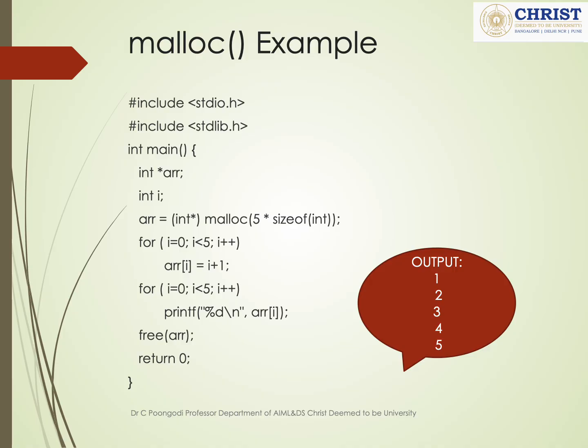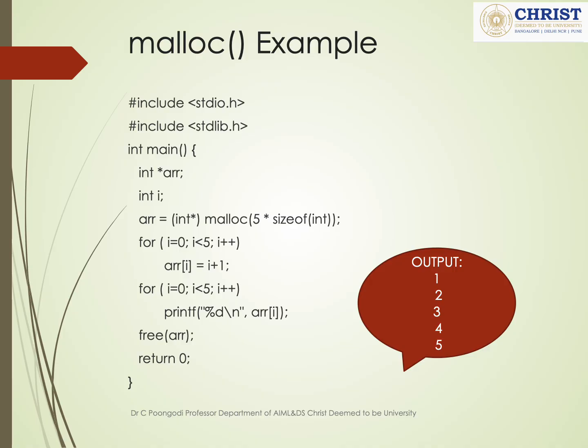So this is actually the syntax for malloc. Malloc takes one input, which is the total number of bytes to be allocated. Here I want to make this ARR an integer array. So the size of integer is given, and how many integers do I want to store? 5. So 5 multiplied by size of integer will give you 10. So totally 10 bytes will be allocated for ARR, so that I can store 5 integer variables here.